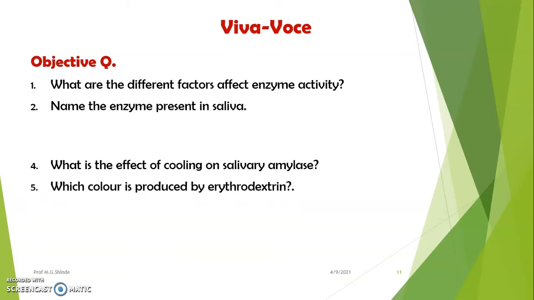Which color is produced by erythrodextrin? Erythrodextrin with iodine solution shows a red color. Which gland secretes salivary amylase? The salivary gland secretes salivary amylase.